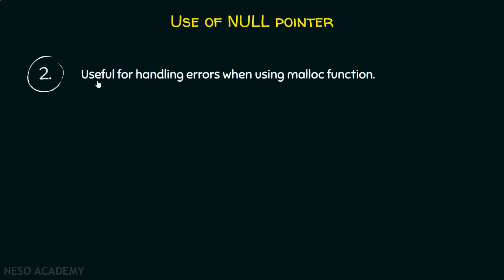Apart from this, it is useful for handling errors when using the malloc function. We have already discussed a little bit about the malloc function in the previous lecture. Malloc is a built-in function which is used to allocate memory dynamically. Malloc returns a pointer, right? Sometimes malloc returns null when memory is not available. In that case, we can use that null for handling errors.